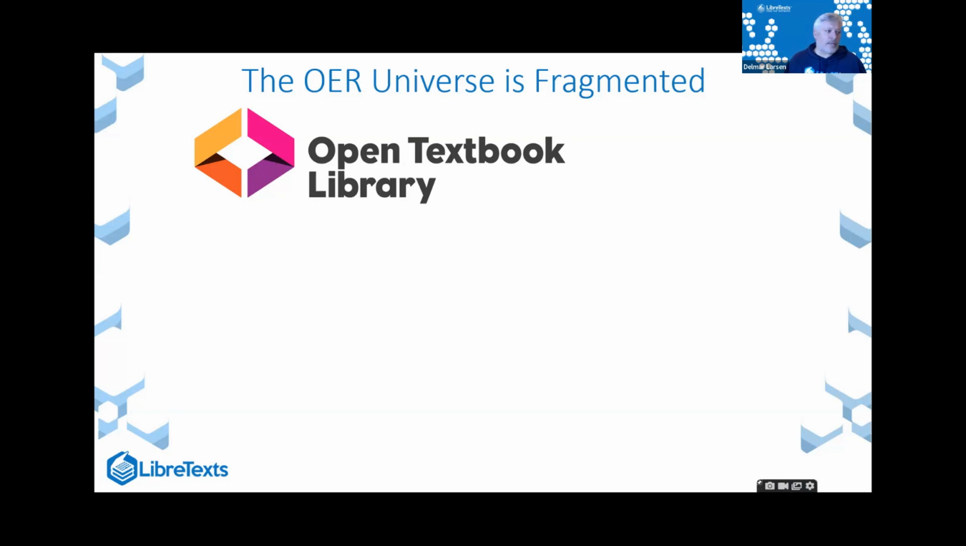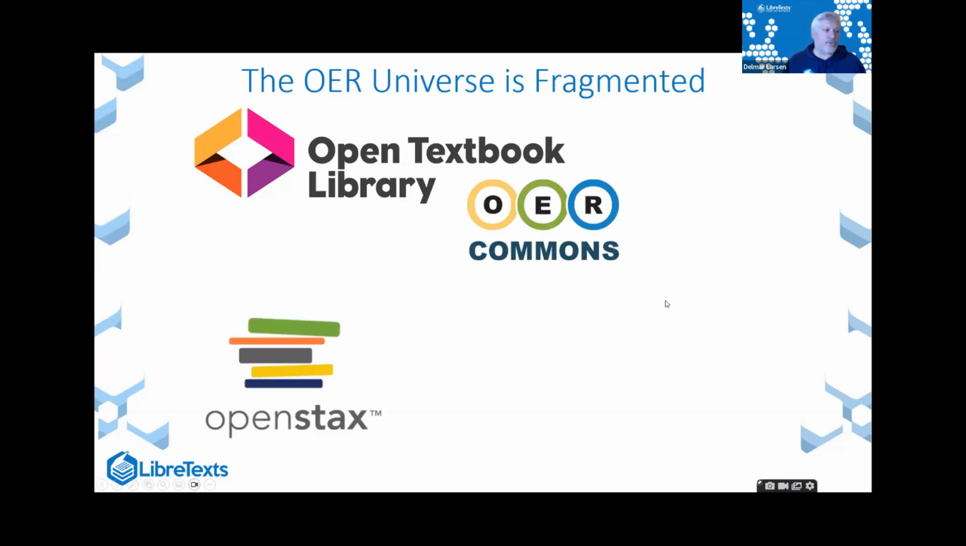When I say fragmented, I mean that you find OER in a variety of different places. You can find OER in the textbook library. Actually, you don't find it there. You find a link to it. It's a referatory. It's not really a library, or it's more of a library guide. OER Commons is mostly a library guide, but they have some content. OpenStax hosts content, but only their content.